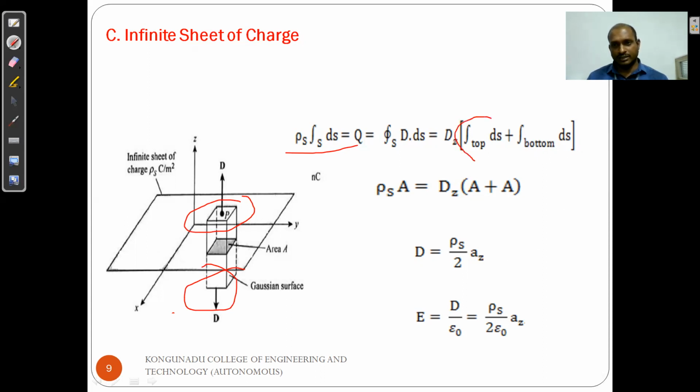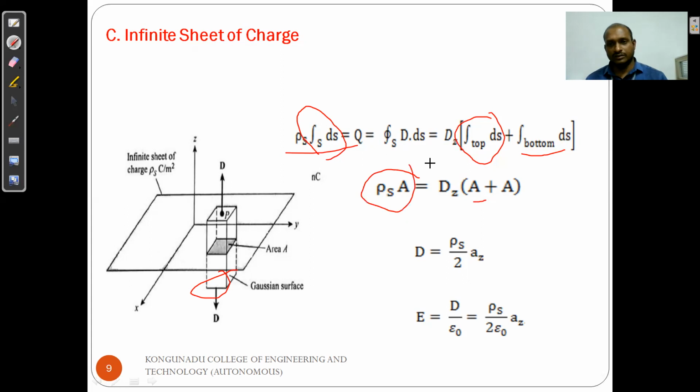The integral over the top surface of ds is equal to the cross sectional area capital A. The integral over the bottom surface of ds is also the cross sectional area A. Here also, the surface integral ds is equal to A. So rho s into A is equal to Dz into A plus A.